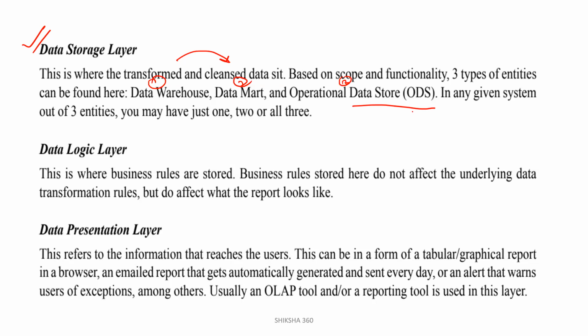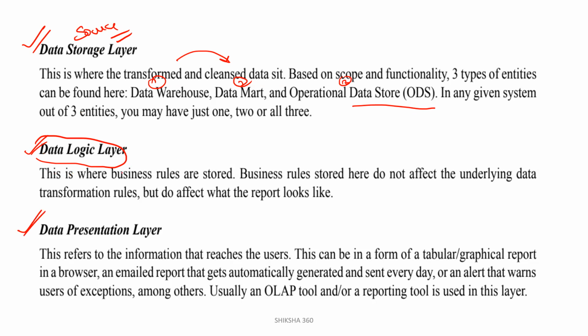Okay. So in any given system out of the three entities, you may have just one, two, or all the three. Next one, that is the data logic layer. So first one, that is the data source. This is the data storage. Clear? Kindly understand the difference between both these points. So data presentation layer. Clear?